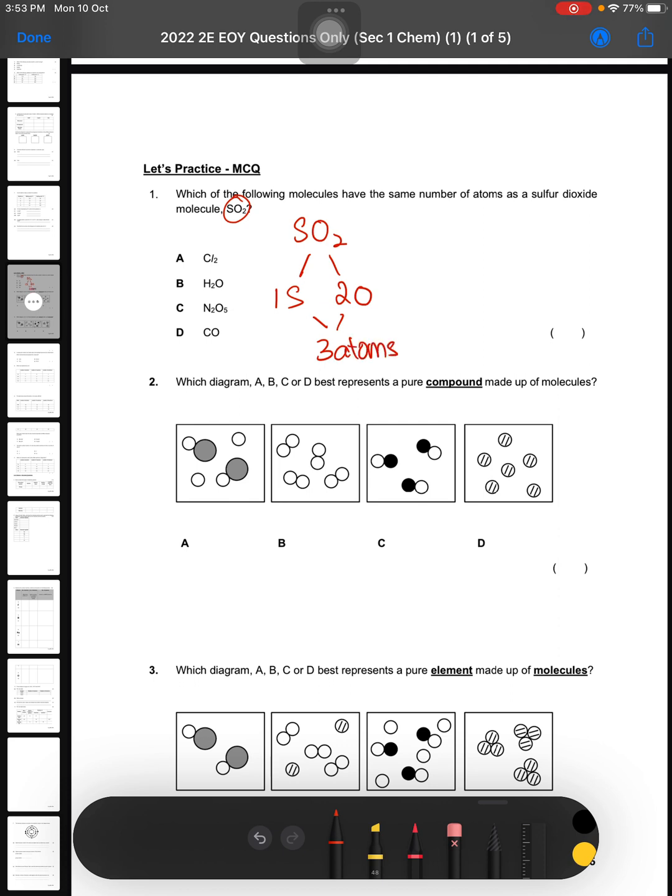So I guess the options are pretty straightforward. Just look for those with three atoms. Chlorine has two, H2O has three, N2O5 has seven, CO has two. So the answer for question 1 is B.